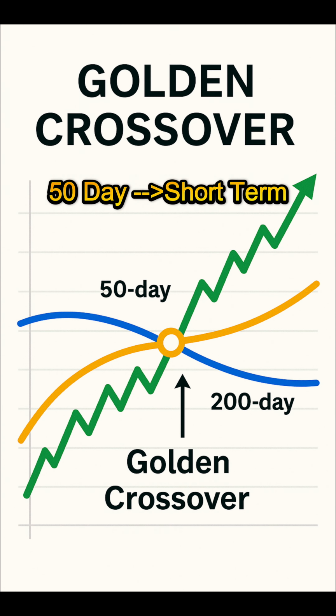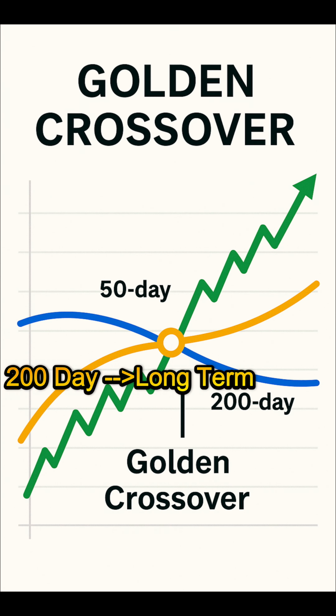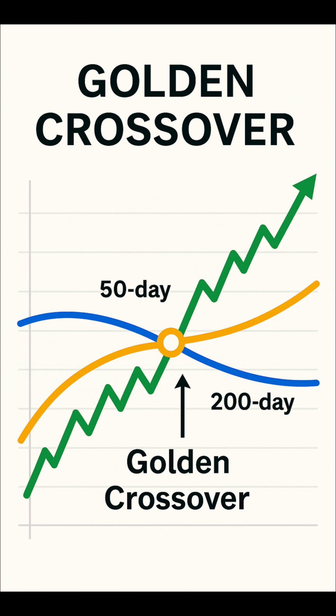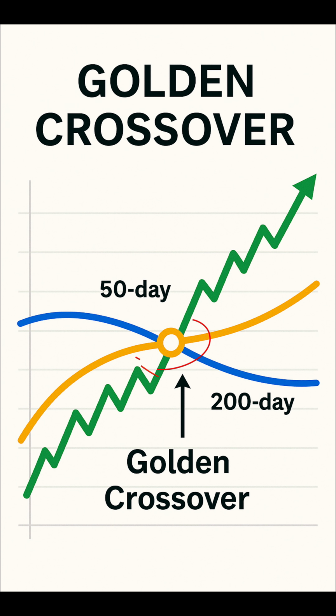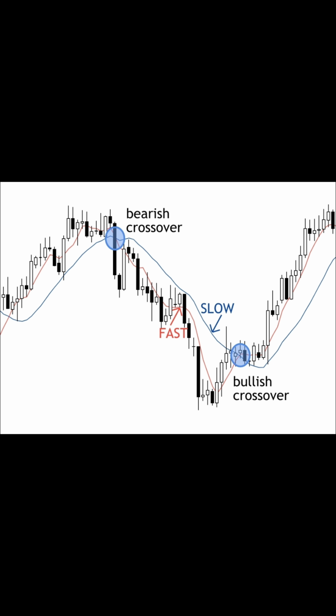The 50-day moving average represents the short-term view of traders. The 200-day moving average represents the long-term view of investors. When the short-term line moves above the long-term line, it signals that buying pressure is increasing and the probability of an uptrend becomes high. However, not all golden crossovers lead to trending moves.